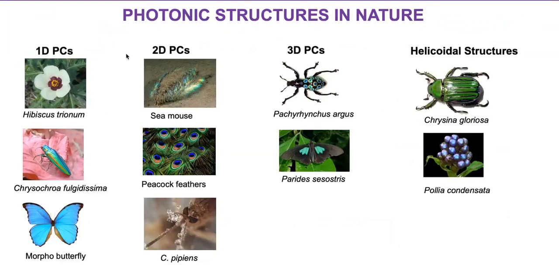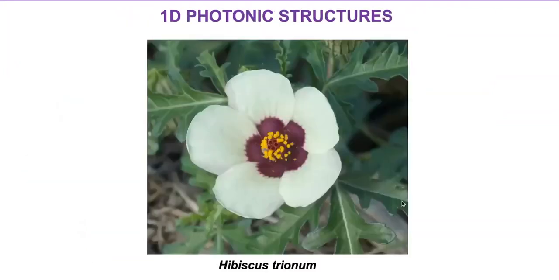I will discuss one-dimensional structures and give three different examples for this. We go on to two-dimensional photonic structures. We give a couple more examples, not discussing this, insect eyes. It's a two-dimensional crystal, but not really photonics. It's for wetting. Then we discuss three-dimensional photonic crystals, then helicoidal structures, and some miscellaneous examples.